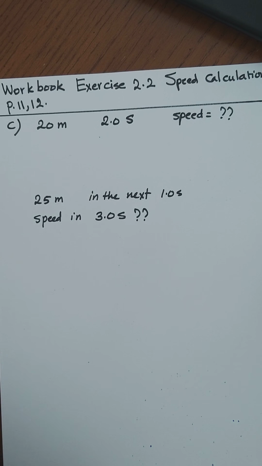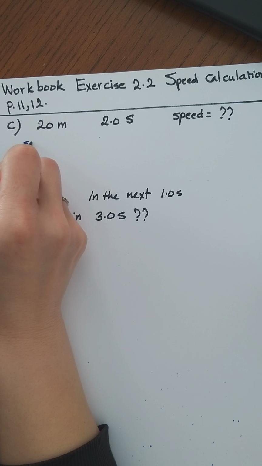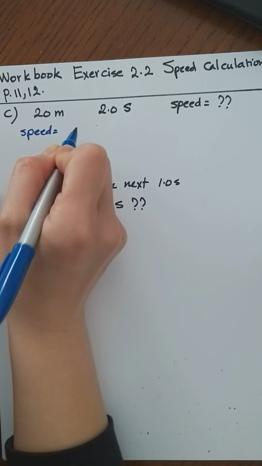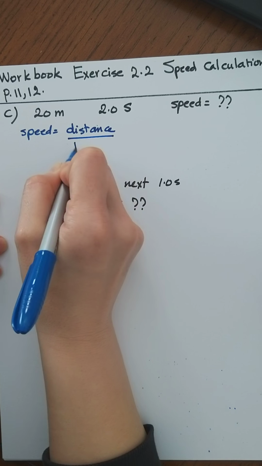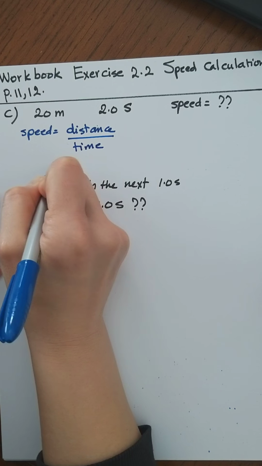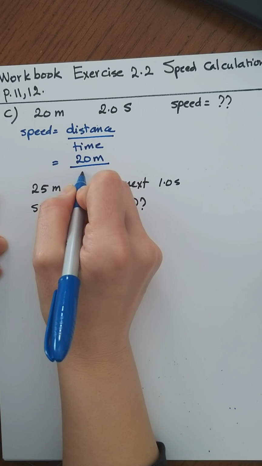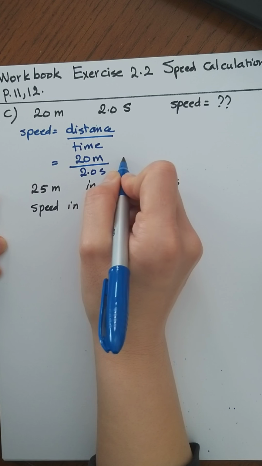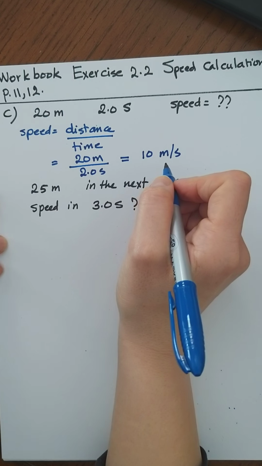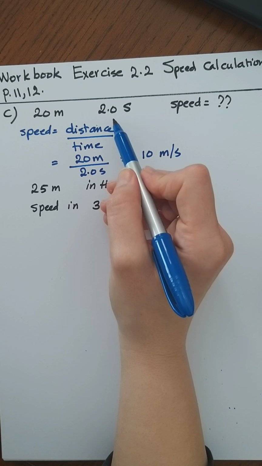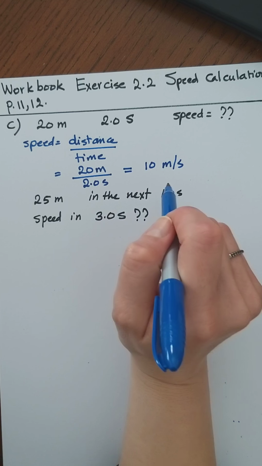So the stone falls 20 meters in 2 seconds. What's the speed? The average speed equals distance divided by time. Our distance here is 20 meters divided by 2 seconds. So its average speed is 10 meters per second only for the period of 2 seconds in which it only fell 20 meters.